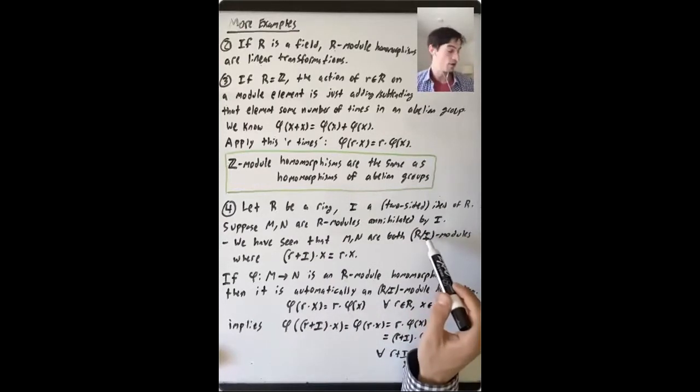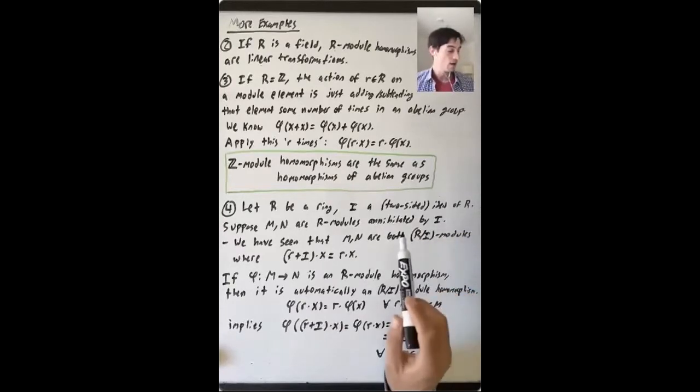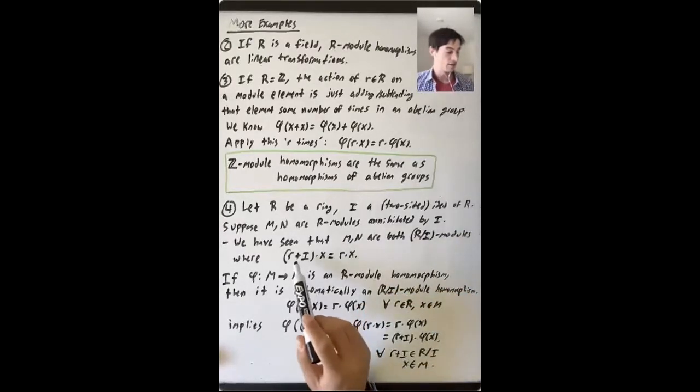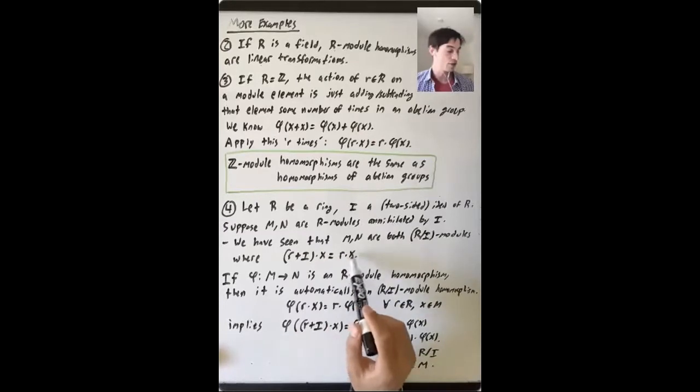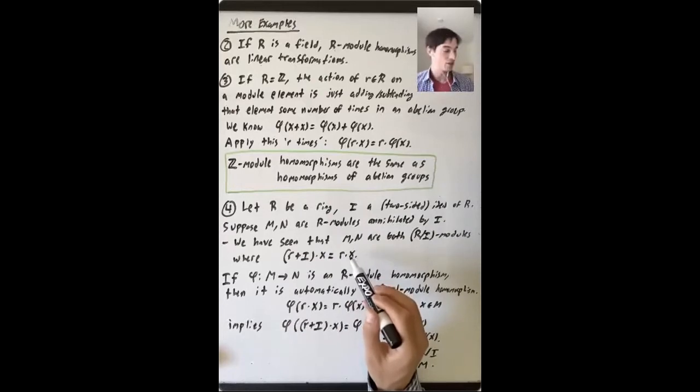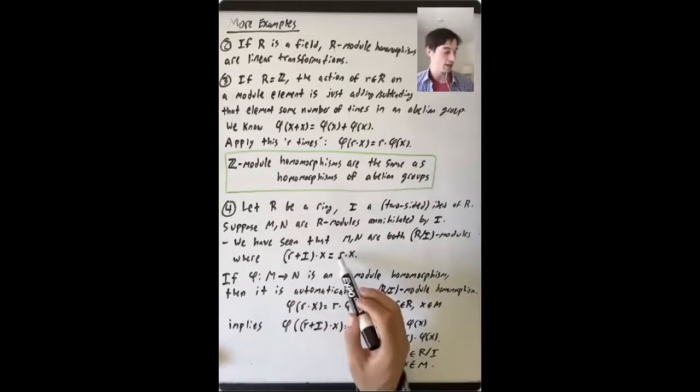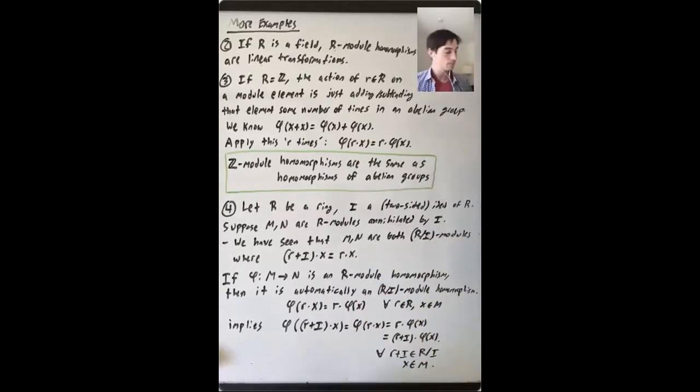Where, okay, if that's true, we have to give an action of R mod I on R module elements. So r plus I, the coset of R mod I containing this element little r, dot x, is just going to be r dot x, where this is whatever the action of R does to this module element. So we're defining the action of this quotient in terms of the action of the original ring R. All right, so now suppose we have an R module homomorphism phi from M to N. And we claim that it's automatically an R mod I module homomorphism.